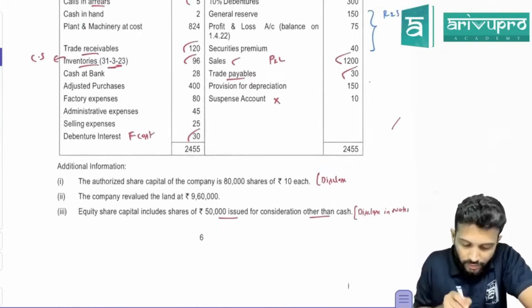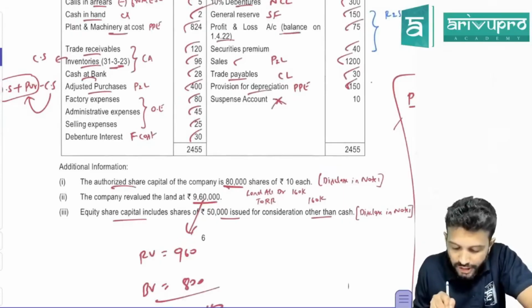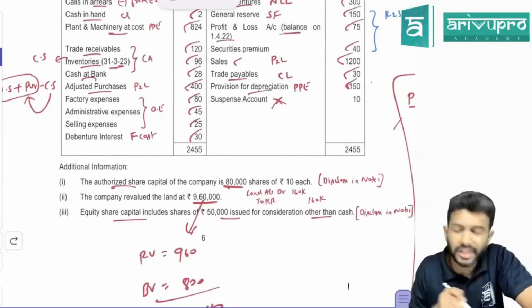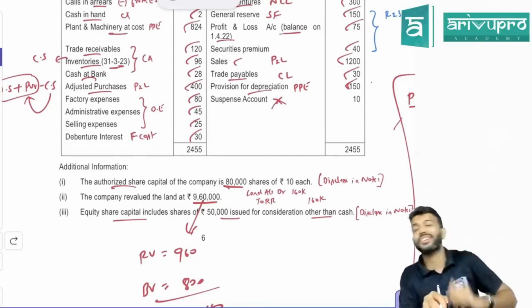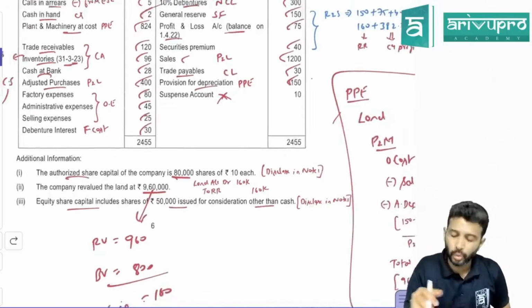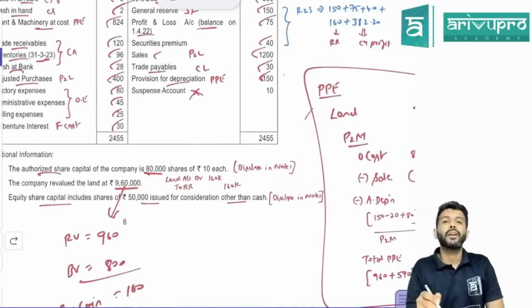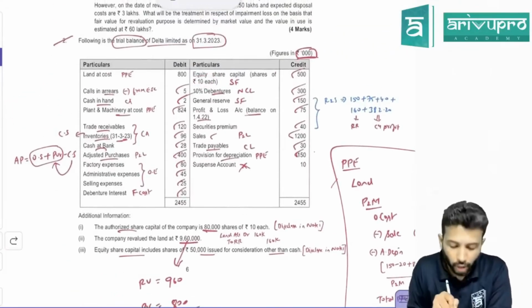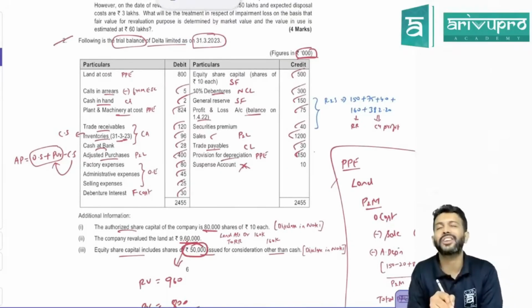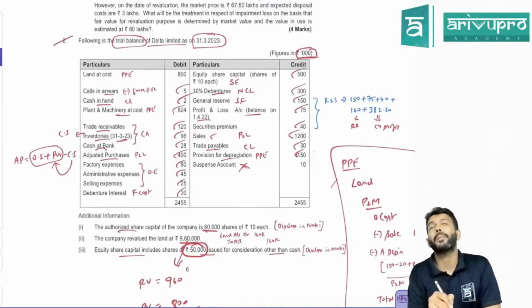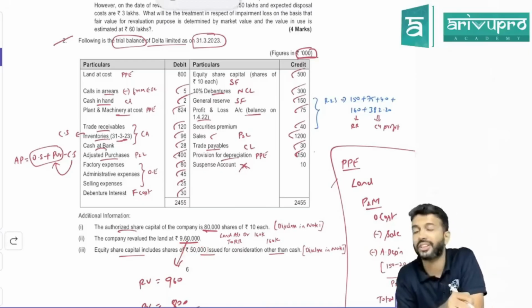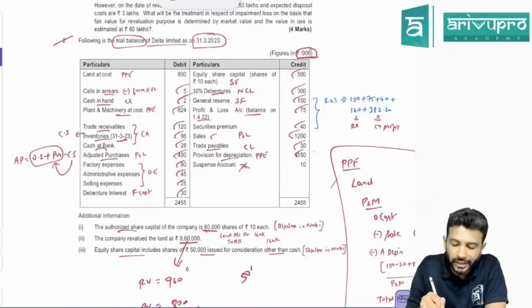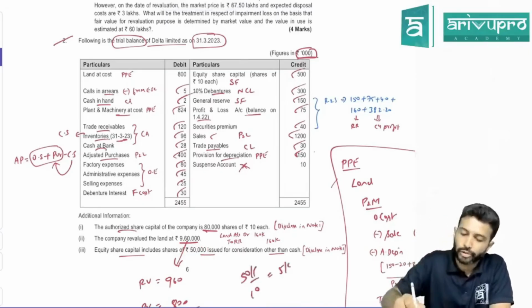Next, what is the next one? Issued share capital includes shares of 50,000 issued for consideration other than cash. If you are issuing any shares for consideration other than cash, what do you have to do? You have to disclose this. Where? In note number 1. What is the share capital's face value per share, sir? 10. How many shares in total have you issued for consideration other than cash? 50,000. That means how many shares? 50,000 divided by 10, which is how much, sir? 5,000. So you need to give this.